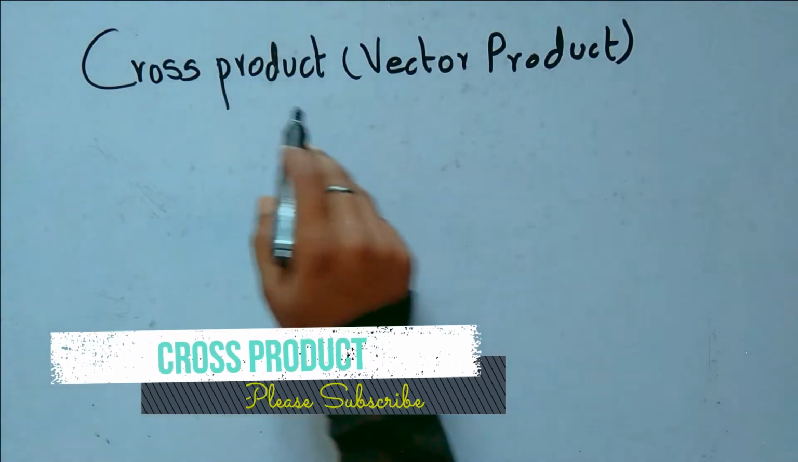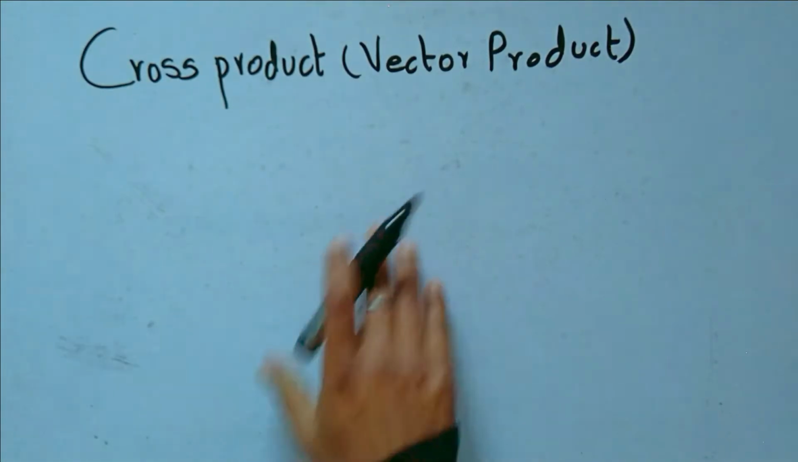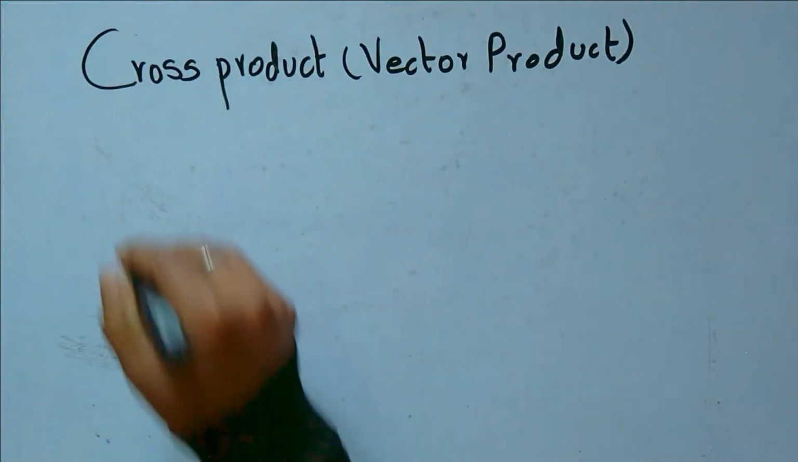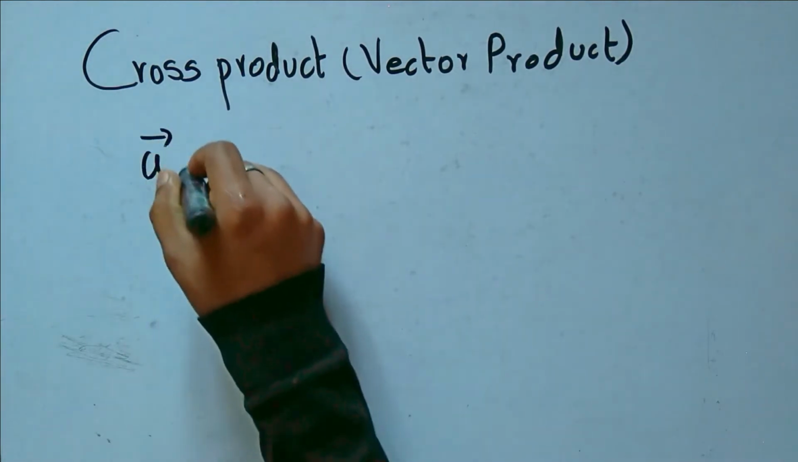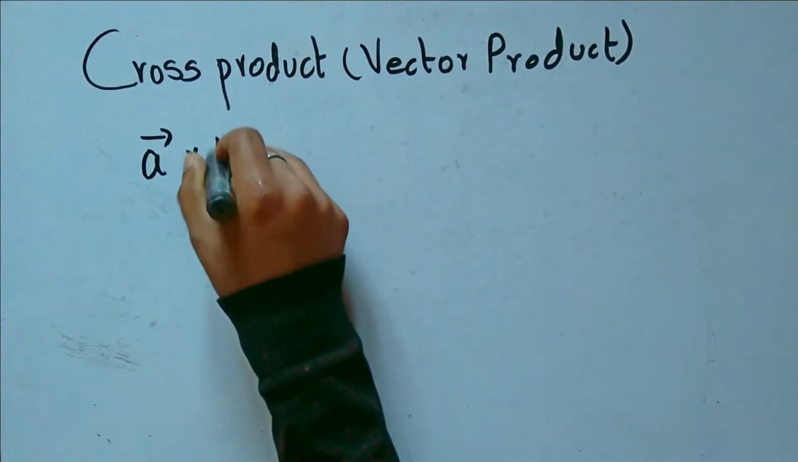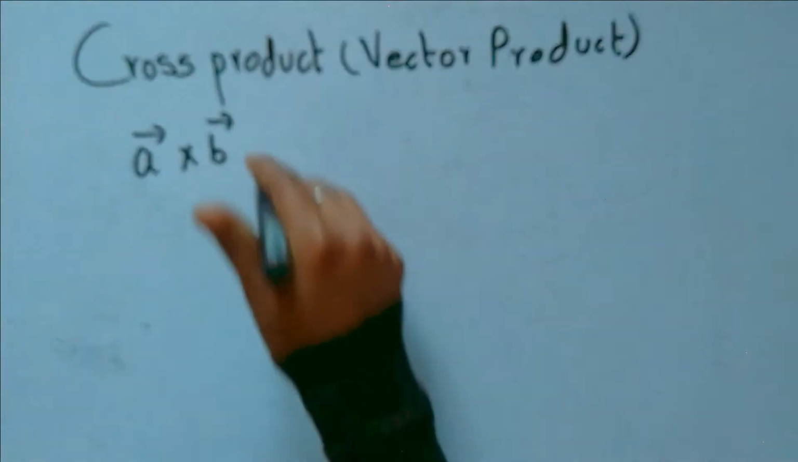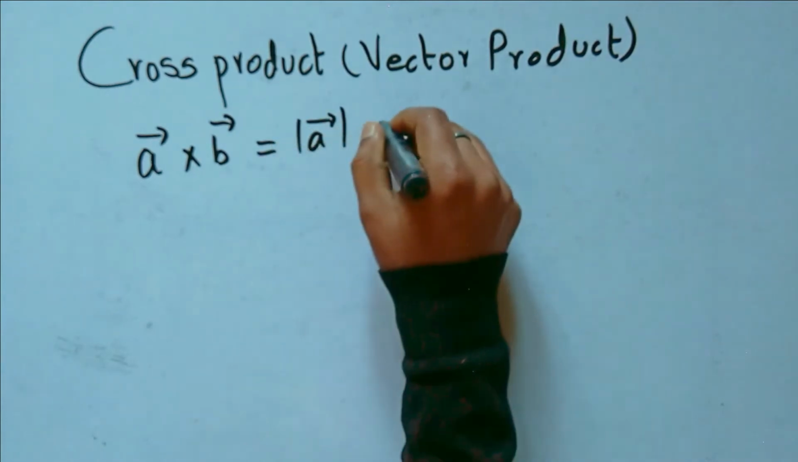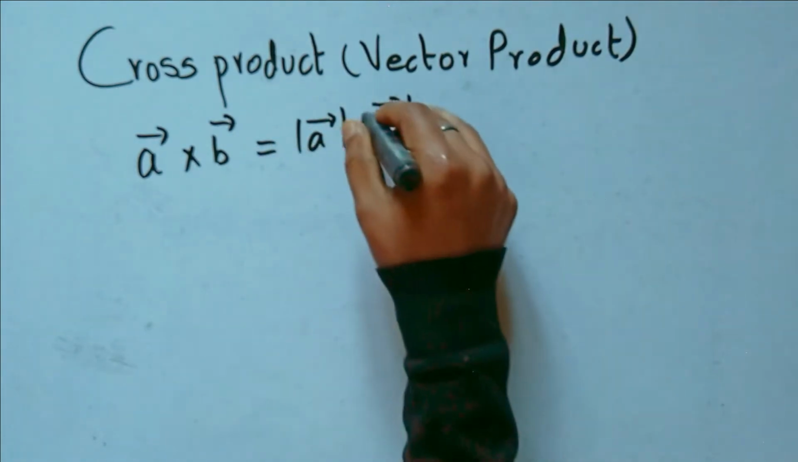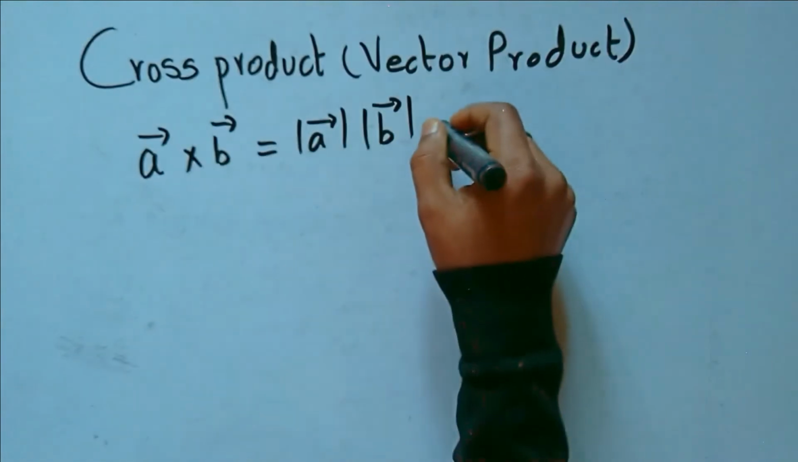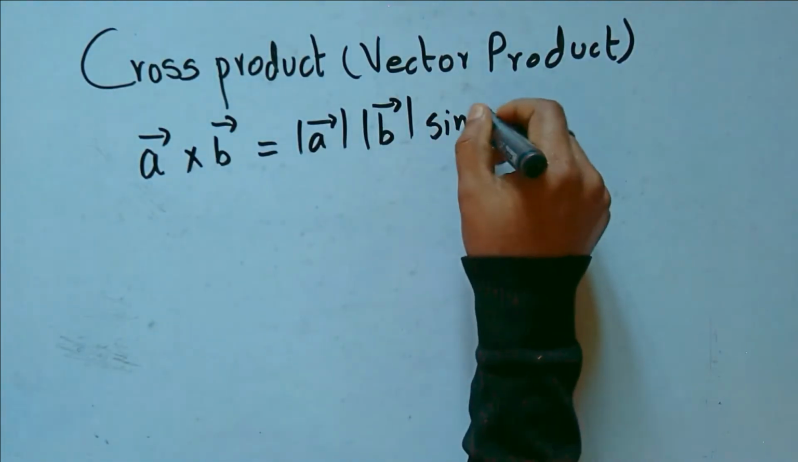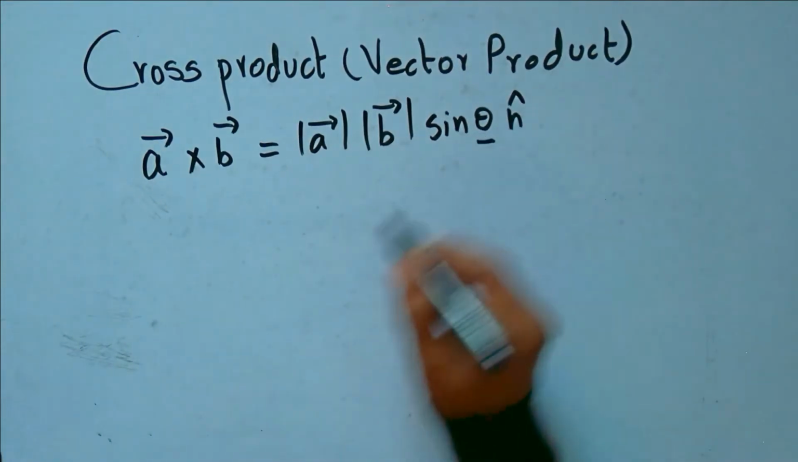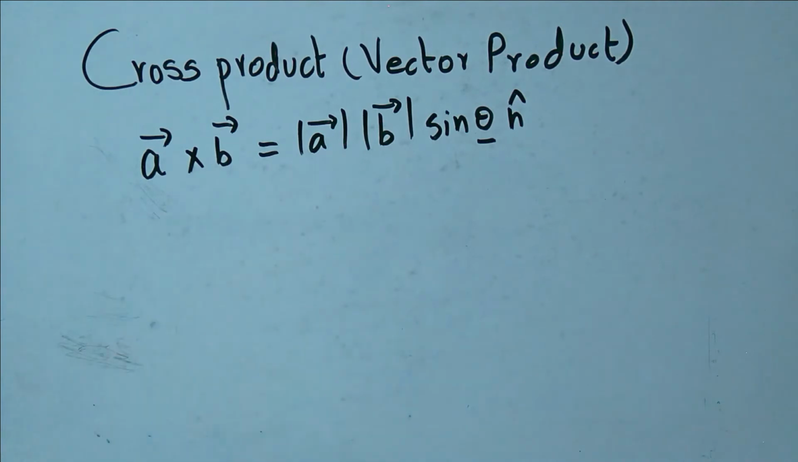What do you mean by cross product of two vectors? Or it is simply known as vector product of two vectors. Let us consider we have two vectors, vector A cross product vector B. Mathematically it is equal to magnitude of vector A multiplied with magnitude of vector B times sine theta into n cap, where theta is the angle between these two vectors.